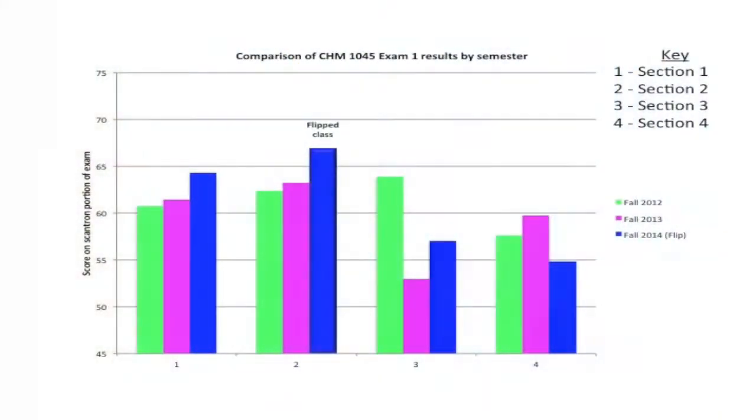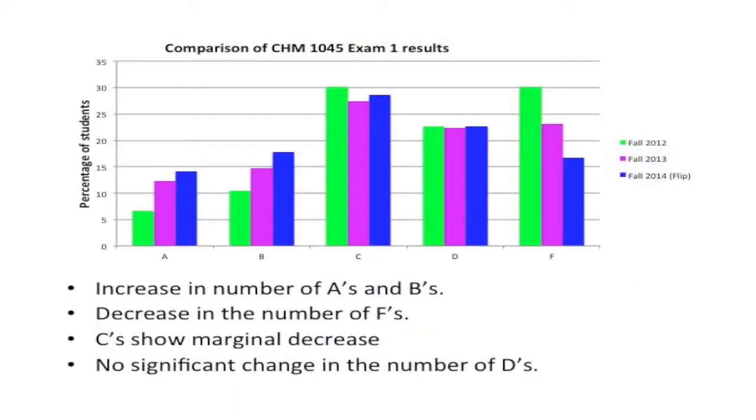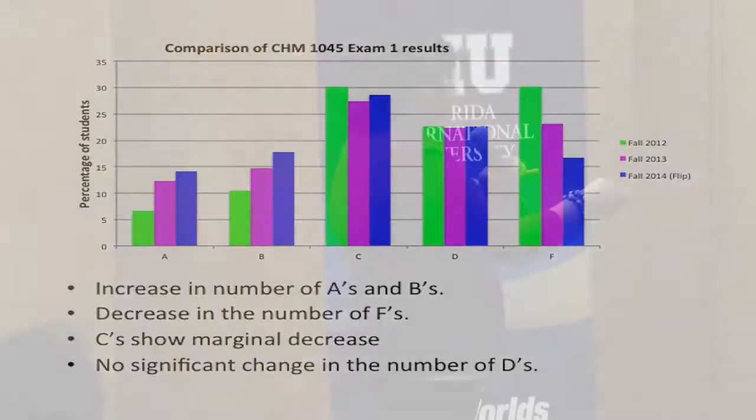You can see that the flipped class is doing better than my own classes in previous semesters. Again, this is comparing the classes against myself, my old classes. There's an increase in the number of A's, an increase in the number of B's. C's almost stay the same, D's almost stay the same, but look at the number of F's. They're down.